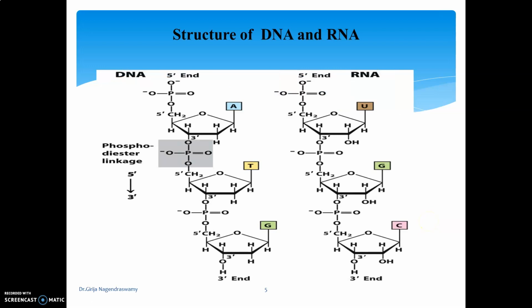Structure of DNA and RNA. This is the structure of DNA, in which sugar is deoxyribose. Two sugar units are linked together by phosphodiester linkage, and these are nitrogenous bases: adenine, thymine and guanine. This is the structure of RNA. Here the sugar is ribose. Two sugar units are linked together by phosphodiester linkage. These are the nitrogenous bases: cytosine, guanine and uracil.